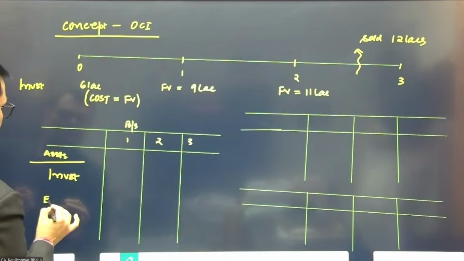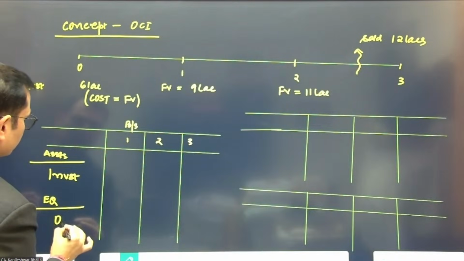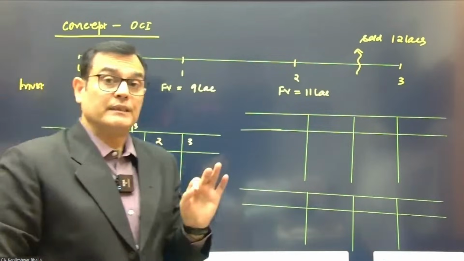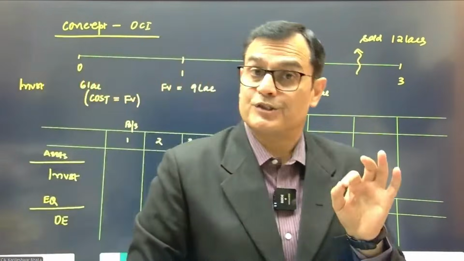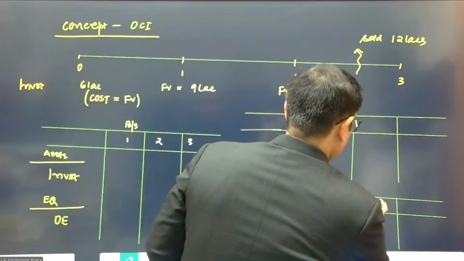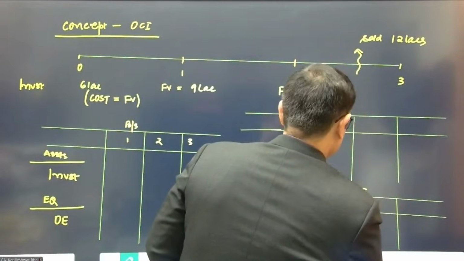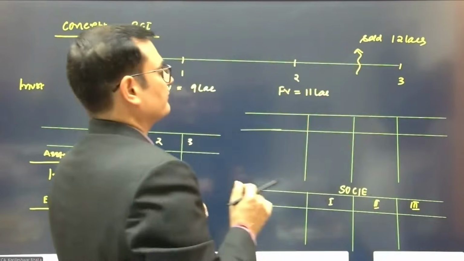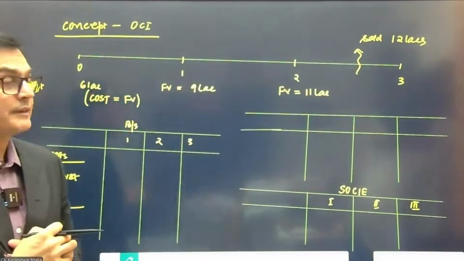And I'm also considering the equity side. I'm considering other equity, and if you remember, the other equity is elaborated by SOCI. I think that you recall. So this is the statement of changes in equity. This is tab 1, this is tab 2, and this is tab 3.